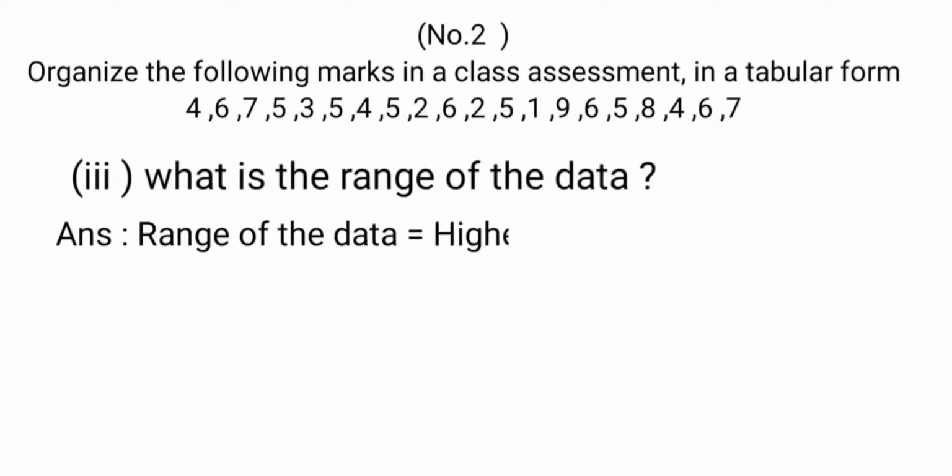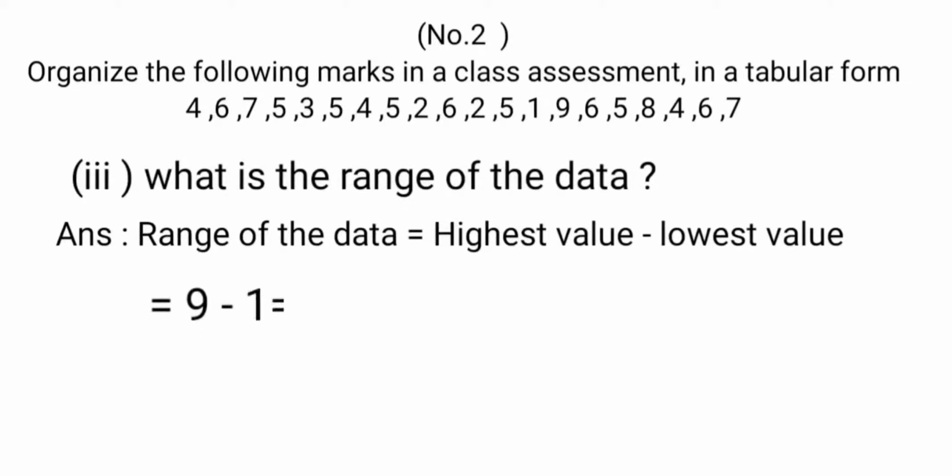And the third one is: what is the range of the data? The range of the data is the highest value minus the lowest value, the difference between the highest and lowest value. So the highest value is 9 and the lowest value is 1. So 9 minus 1 is equal to 8. So the range of this data is 8.